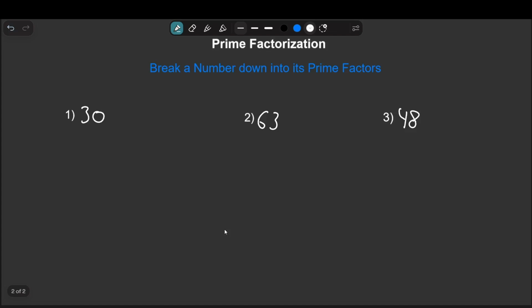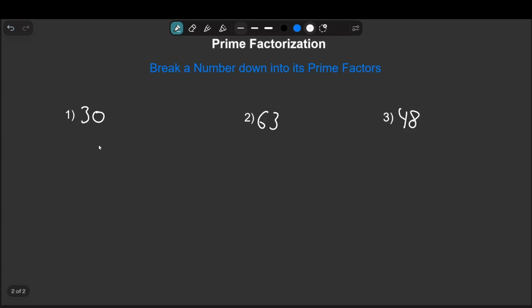This will make a lot more sense as we go through our examples, and remember, prime numbers only have two factors, 1 and the number itself. For example, 2, 3, 5, 7, and 11 are all prime numbers. Let's jump into our examples, starting with number 1, where we have 30.